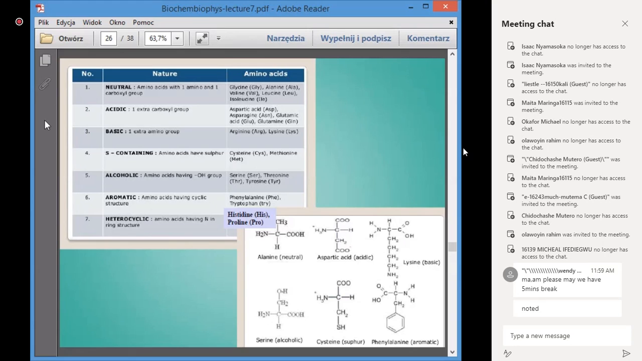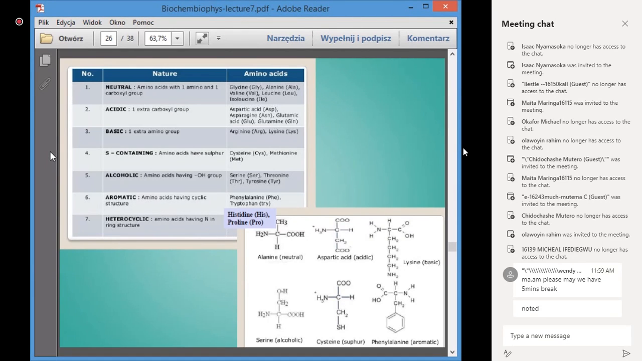So you can find a description of this nature. In case of neutral amino acids, they have one acidic, one basic group. In case of acidic amino acids, they have one extra carboxyl group. So it means that as some side chain, they have an acidic group. And here we can find aspartic acid, asparagine, glutamic acid, glutamine. Then we have basic amino acids. They contain one extra amino group, in case of arginine and lysine.